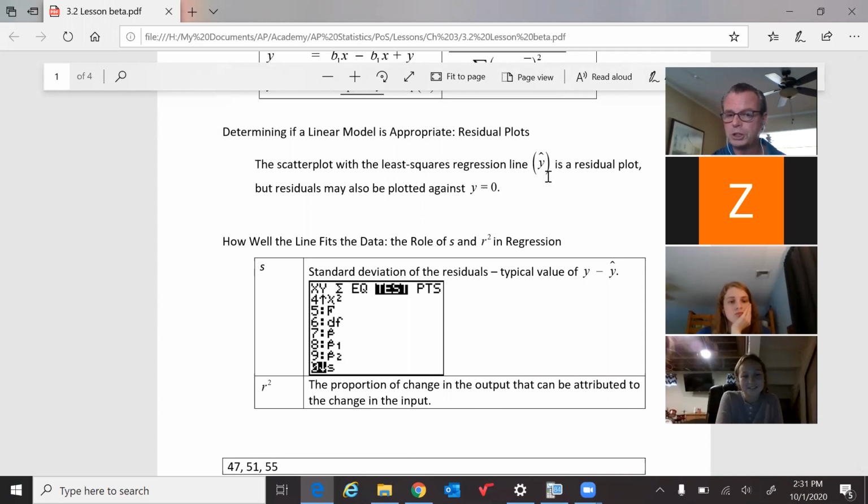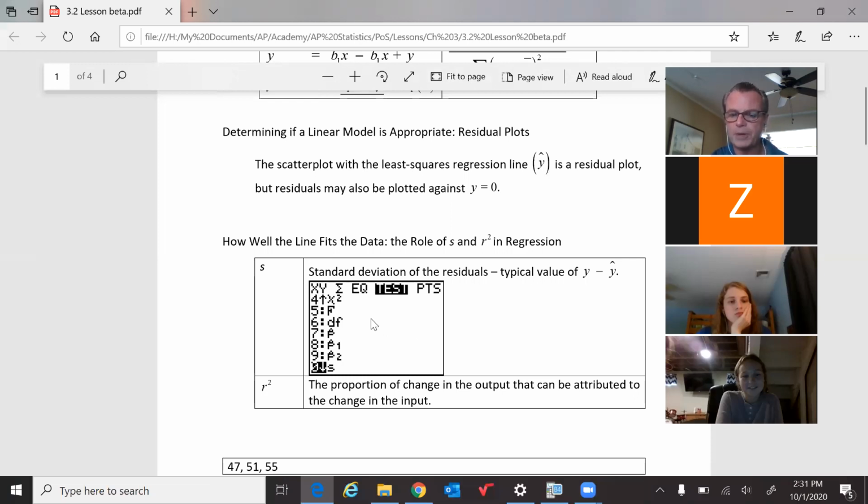If you look at the residuals, if a linear model is appropriate, you will have a random scattering of residuals. There will be no pattern to the residual plot, whether that's plotted against the x-axis or plotted against the line of best fit. If a linear model is the most appropriate model, and you'll see that when we get to the problems, there will be no pattern. Okay?